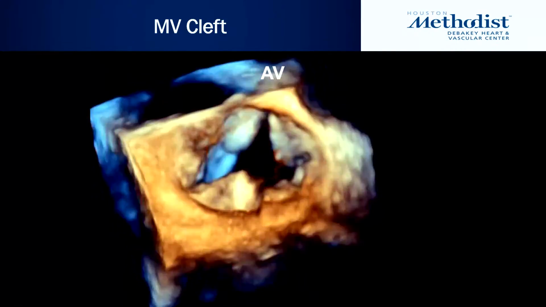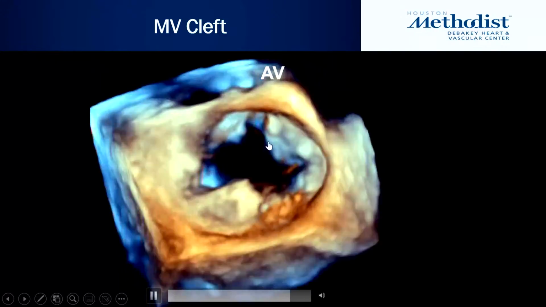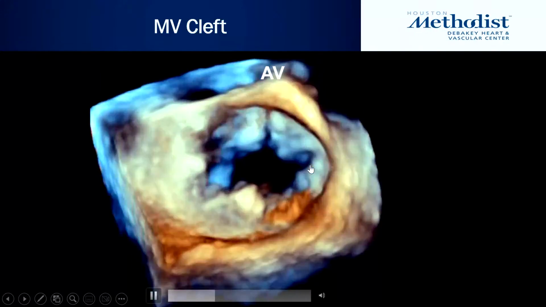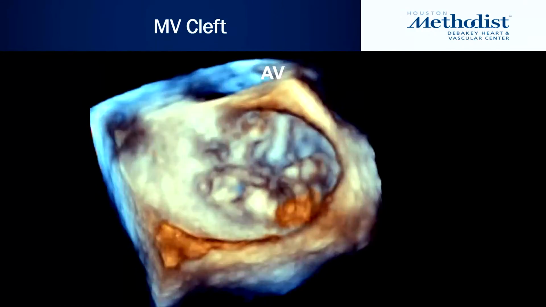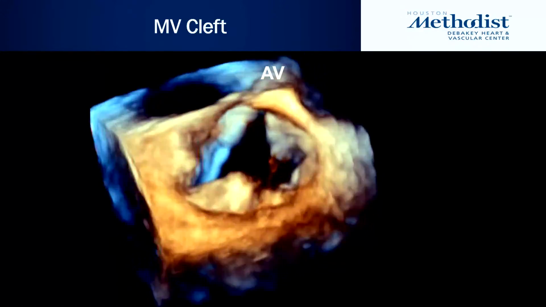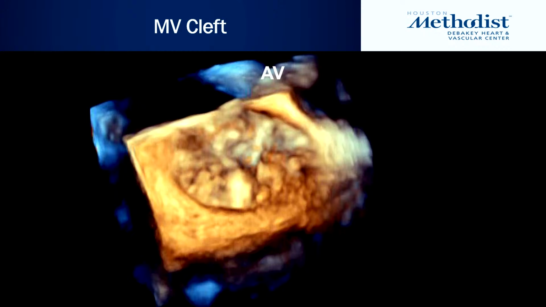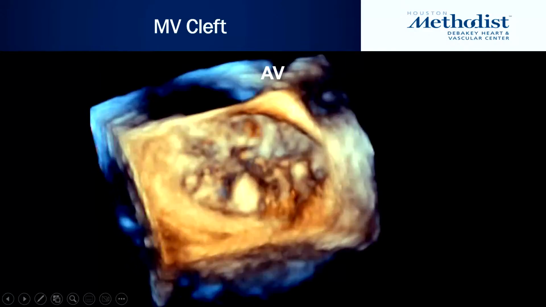This is an example of a mitral valve cleft in the anterior leaflet right here. And the reason this is important is a lot of times if you're looking at echoes and you're unable to determine the mechanism of mitral regurgitation, you don't see clear prolapse or flail, there's no evidence of LV dilation or dysfunction or LA dilation, think about mitral valve clefts because they can be easily missed by TTE. So you can see them by TEE or MRI.